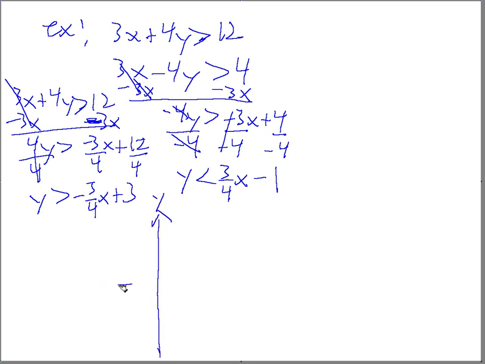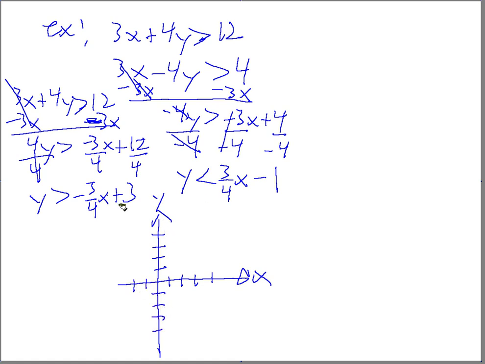So there's y, and there's x. Alright, so let's see here. So we have 1, 2, 3, 4. 1, 2, 3, 4, 2, 1, 2, 3, 4.